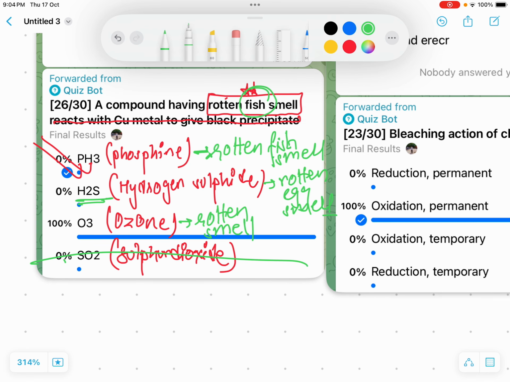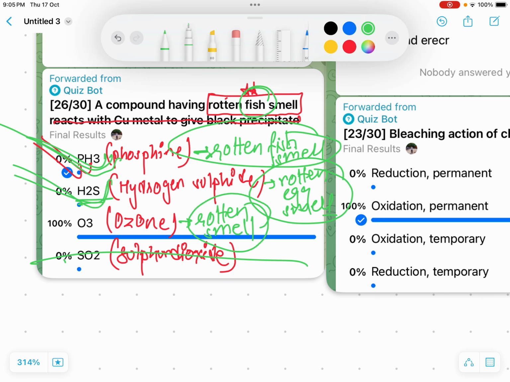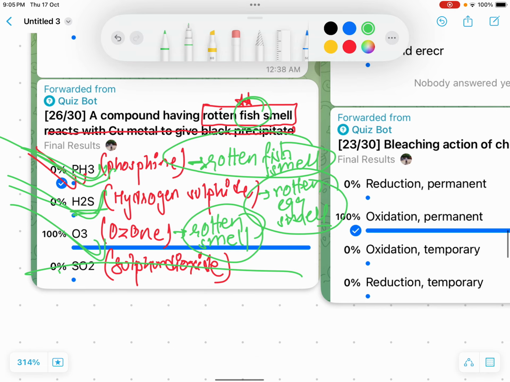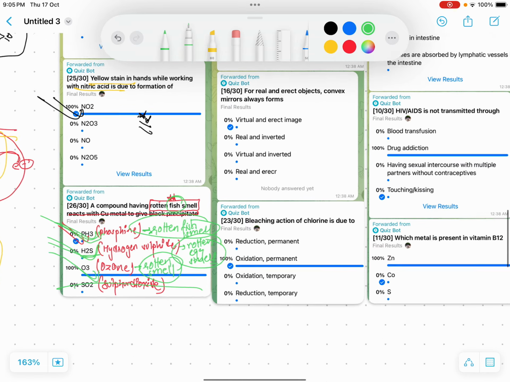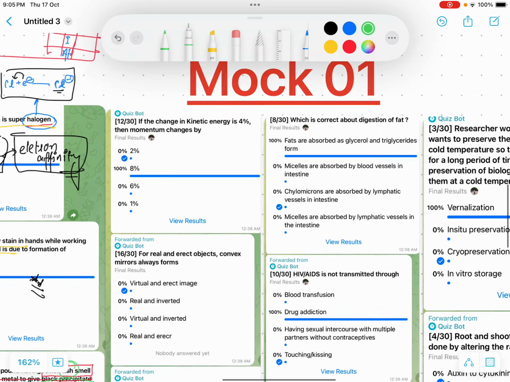So repeat after me. If the question says a compound having a rotten fish smell, then what do you take? You take phosphine gas. If the question says the compound has a rotten egg smell, then what do we have to take? You have to take hydrogen sulfide gas. If the question says only rotten smell, then what do we have to take? You have to take ozone gas. Do you get it? Yes. Now let's get to the next question.